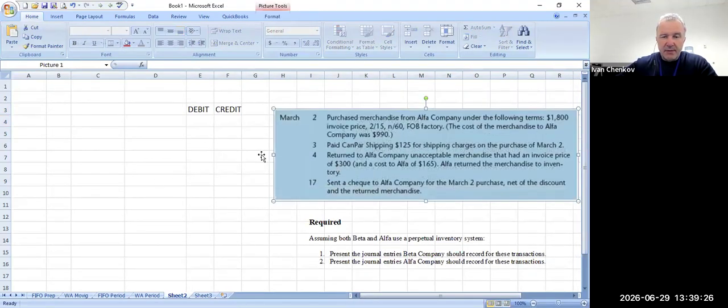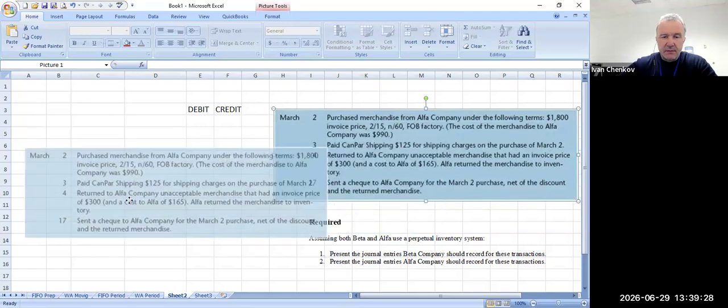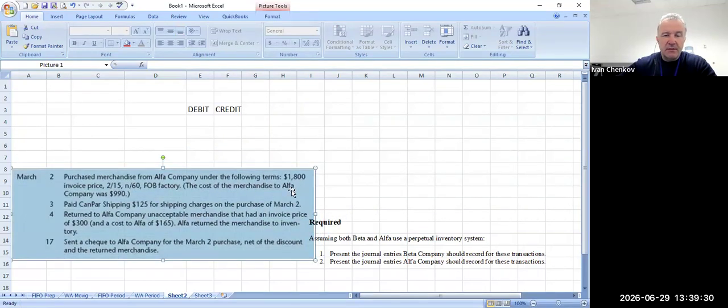First one, the company purchased under the following terms. 1,800 invoice price, 2/15, n/60, free on board factory. The cost of the merchandise for Alpha company is $900. So let's go first with which point of view? We present the entries from the beta point of view. But the beta point of view is the company that we are. We are purchasing. Beta purchases from Alpha under the following terms.